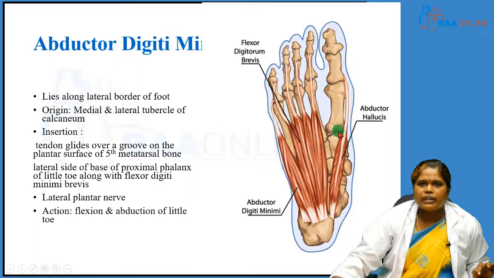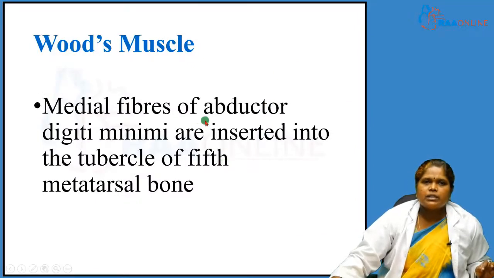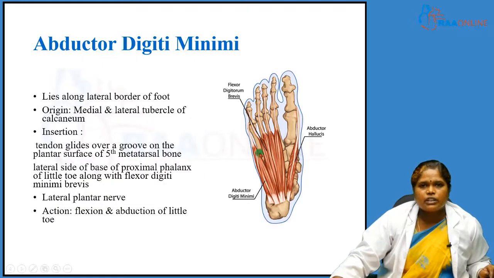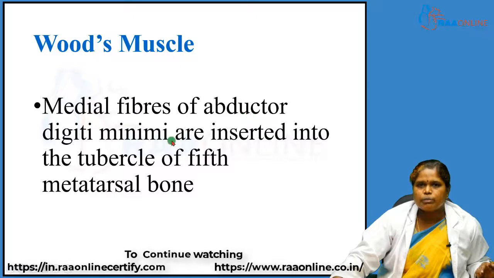So in the first layer we have Abductor Hallucis, Flexor Digitorum Brevis, and Abductor Digiti Minimi. These are the three muscles present in the first layer of the sole. Here we have a special muscle known as Wood's muscle. A few slips arise from the Abductor Digiti Minimi and are attached to the tubercle of the fifth metatarsal. So the medial fibers of Abductor Digiti Minimi are inserted into the tubercle of the fifth metatarsal bone, and that is known as Wood's muscle.